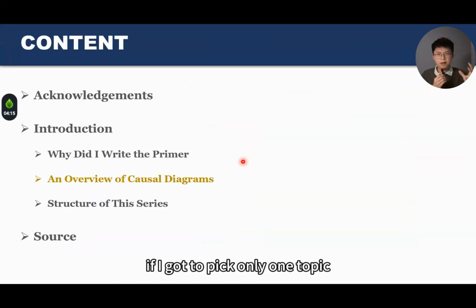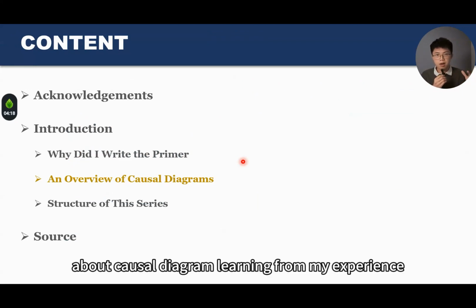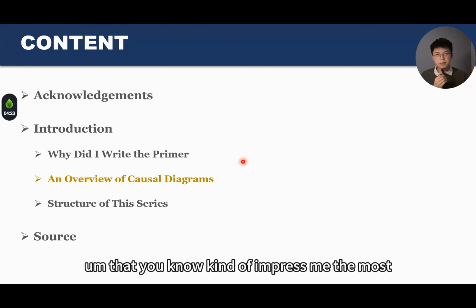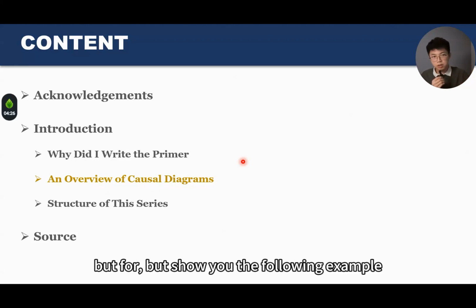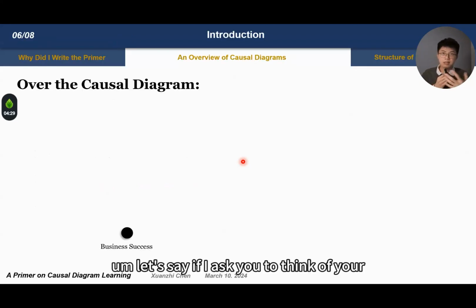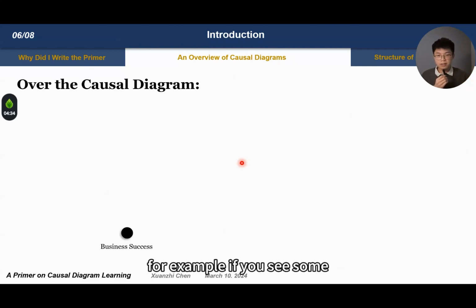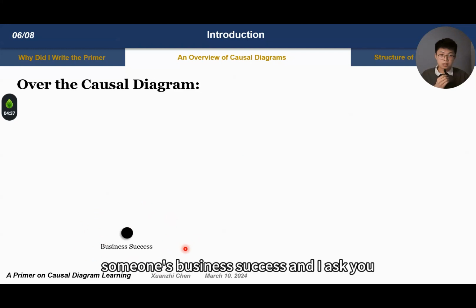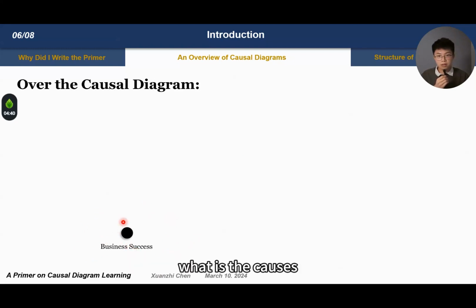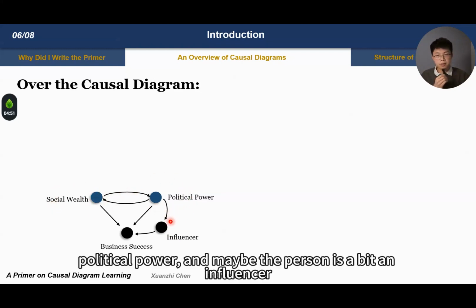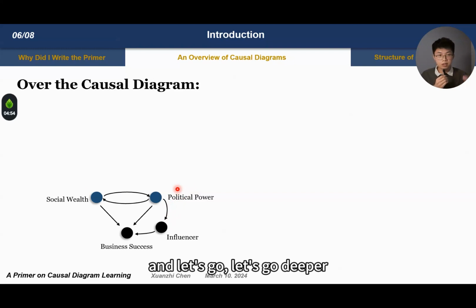And if I had to pick only one topic about causal diagram learning from my experience that impressed me the most, I couldn't help but show you the following example. Let's say I ask you to think of your lifetime events as a topological structure. For example, if you see someone's business success and I ask you what the causes of the business success are, this is a bit subjective, but personally, I think it largely depends on one's social wealth, political power, and maybe the person's big influencer. And let's go deeper.